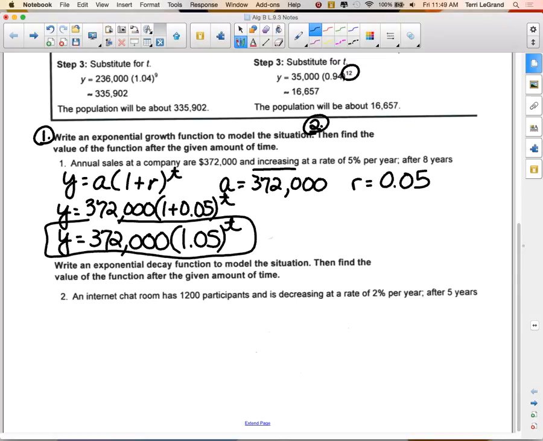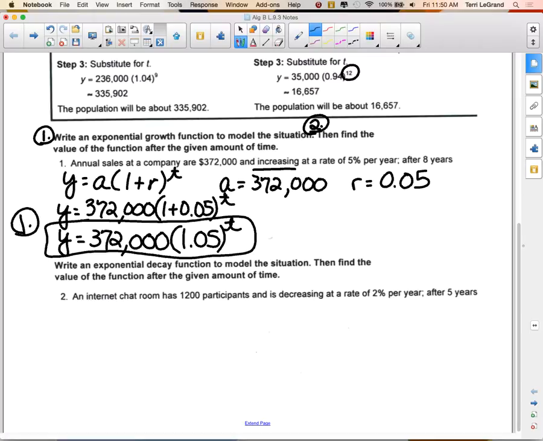Here's number 1, the model that will help us get the sales of this company in any given year. Okay, this one, do they actually say what year it is? No, but it tells you after 8 years that you want. So what's our starting year? We don't even have to make one up. We don't have to worry about figuring out when T is 0.